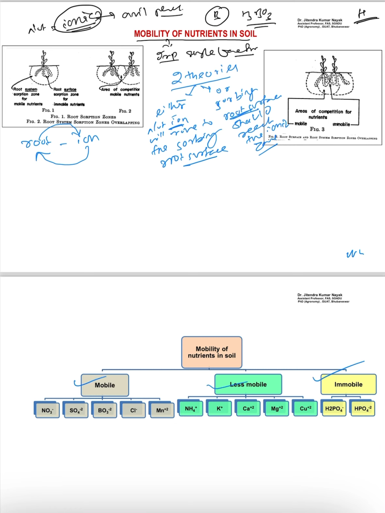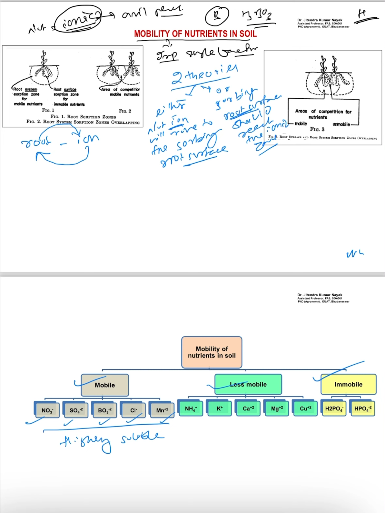So basically you have three types of nutrients based on mobility. The mobile nutrients are nitrate, sulfate, borate, chloride ions, and manganese ions. These ions are highly soluble in nature.